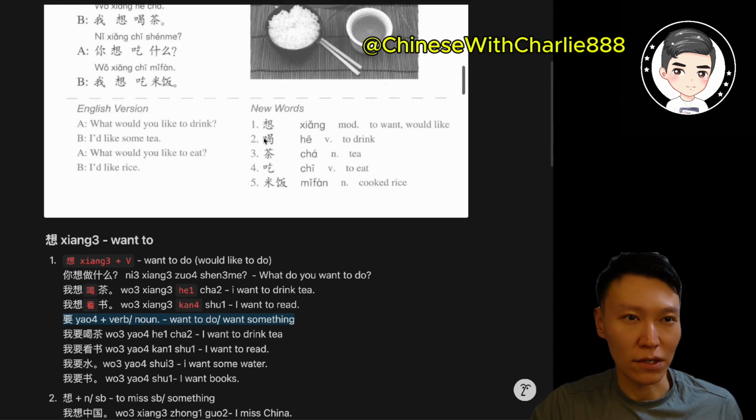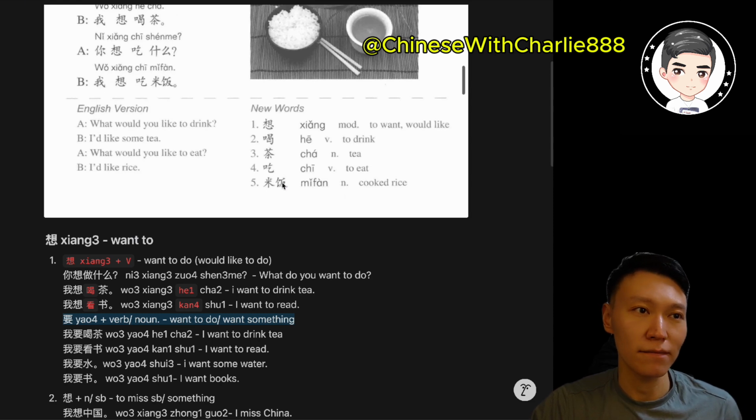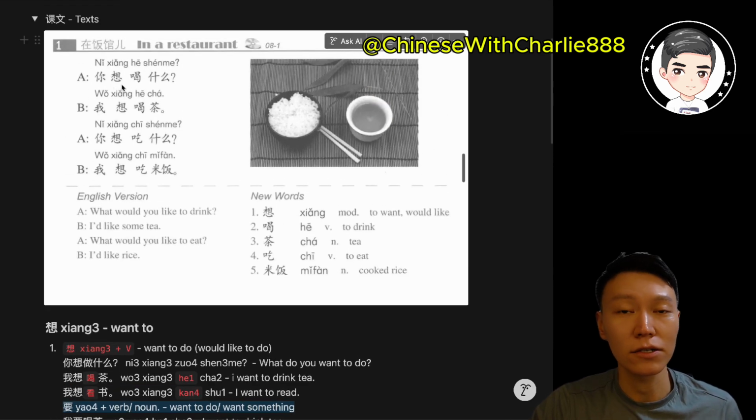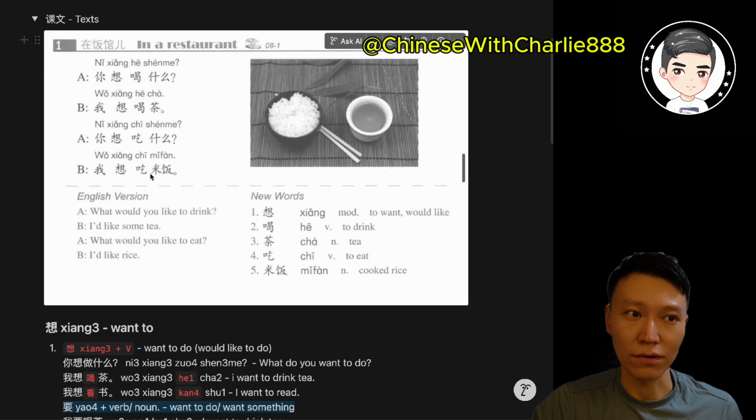That's 喝. I don't think we need to talk about that. 茶, no need to talk. 吃, no need to talk about. And 米饭, which is already explained in the first part of this lesson. So now let's go through this conversation one more time. 你想喝什么? So what do you want to drink? 我想喝茶, so I want to drink tea. 你想吃什么? What do you want to eat? 我想吃米饭. I want to eat rice. Or you could also say, I would like to eat rice. All right. 没有问题? No question, right?